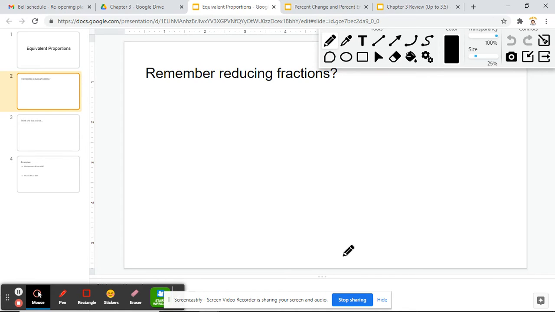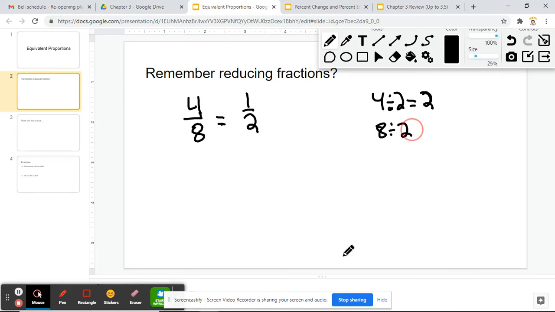Let's think about it like this, right? If we have the fraction 4 over 8, we could reduce this. We know it's not in its most simple form. So we could say that this is equivalent to 1/2. And why is that? Well, because both of these numbers share a common factor of 2. Now, what's that mean? It means 4 is divisible by 2, or 4 divided by 2 is equal to 2. And 8 is divisible by 2, which would be equal to 4.